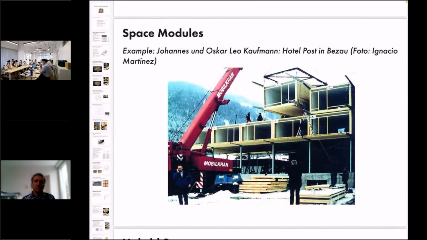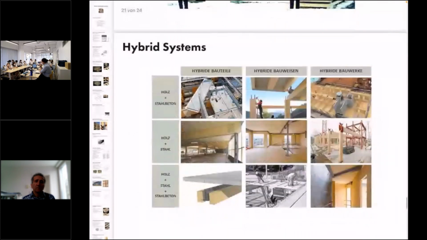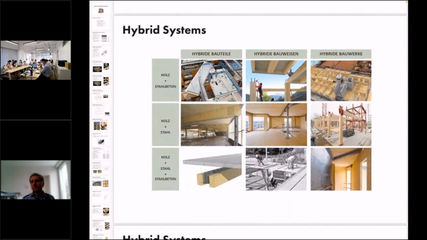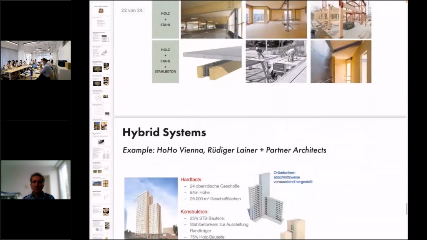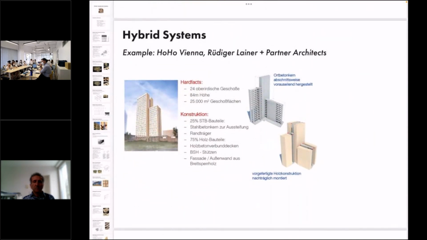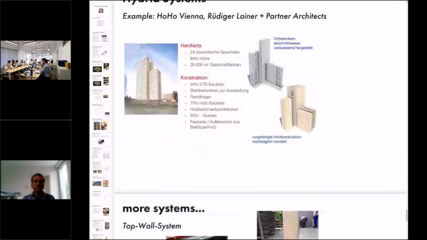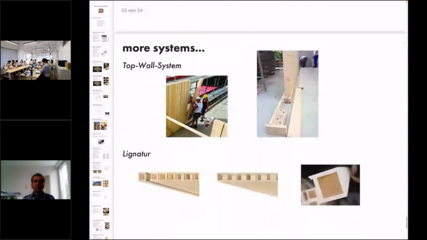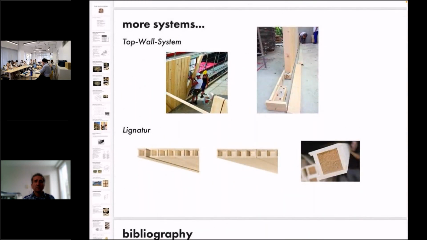So there are also hybrid systems: timber with reinforced concrete, timber with steel constructions, and all of them combined. Here we have an example in Vienna. It's a building with timber and reinforced concrete structure combined. It's 84 meters high. And there are also more systems like top wall system and ligature systems.